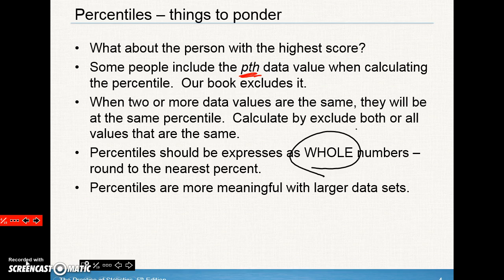Okay, when 2 or more data values are the same, they will be at the same percentile, all right? You calculate the score by excluding both or all values that are the same, okay? Percentiles should be expressed as whole numbers, rounded to the nearest percent. And based on the example that I gave at the beginning of this slide, percentiles are more meaningful with larger data sets, right? So that you can have a 99th percentile.